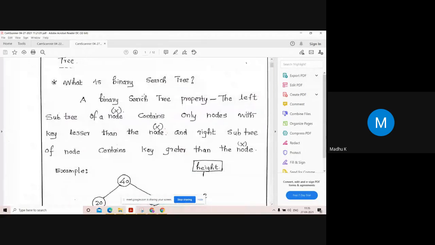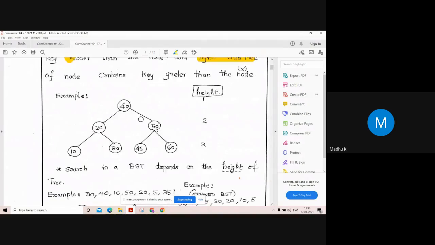A binary search tree is a binary tree that satisfies this property, called the binary search tree property. The left subtree of a node X contains only nodes with a key lesser than the node, and the right subtree of the node contains keys greater than the node. This is an example of a binary search tree, and I've given some values.